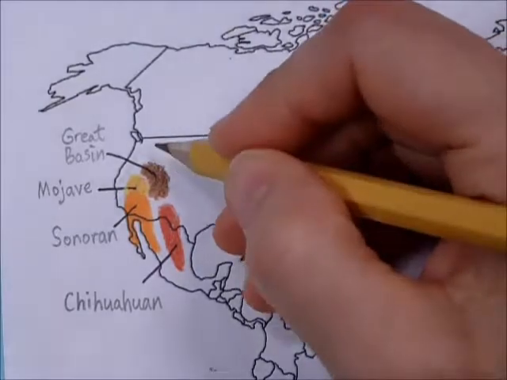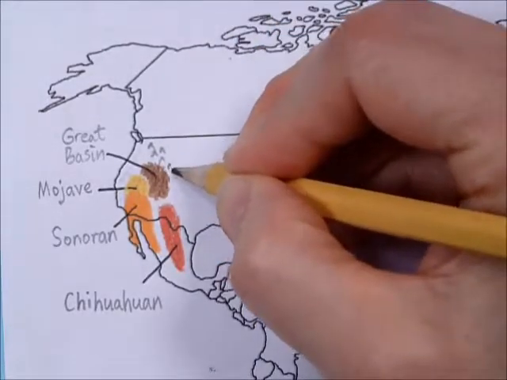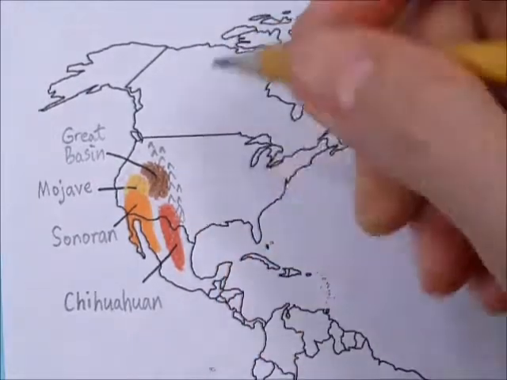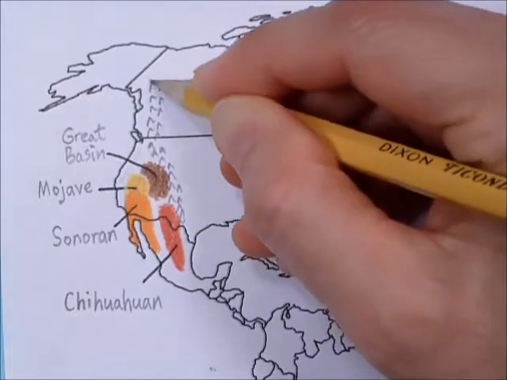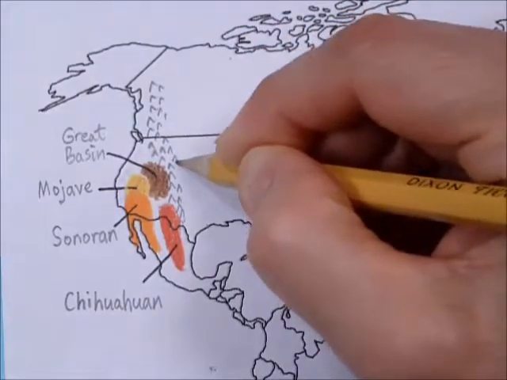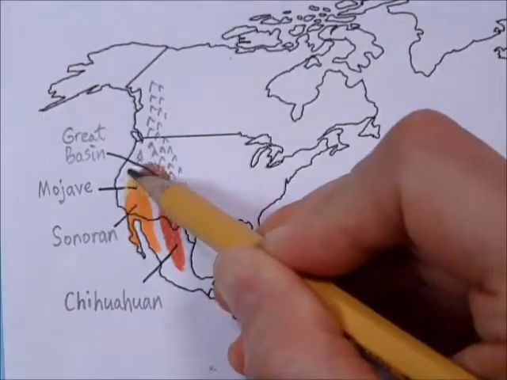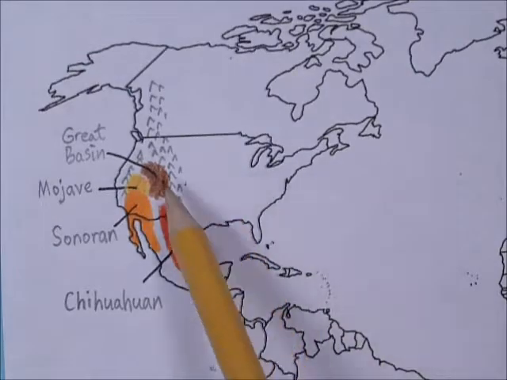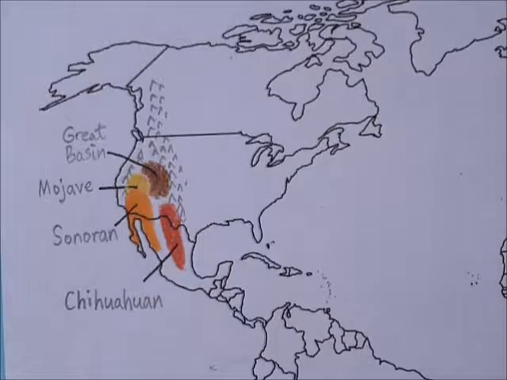And on this side, let's put some mountains in, little upside down V's. The Great Basin lies between the Rocky Mountains. This would be the Rockies. They go all the way up through Alaska, actually. And on the other side here, we've got some mountains. This would be the Sierra Nevadas. So the Great Basin lies kind of between two mountain ranges here. So those are the four major deserts of North America.